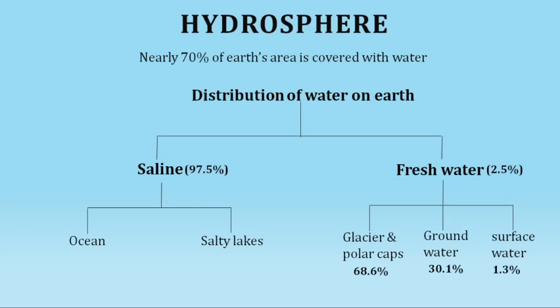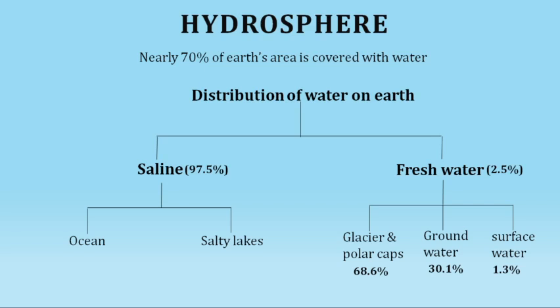First is in the form of ice caps at glacier and polar regions. Then the next form of fresh water is groundwater, which is present at certain kilometer depth in the ground. Then the third category is surface water, which can be seen on the surface, such as water in the rivers, ponds, lakes, streams, etc.